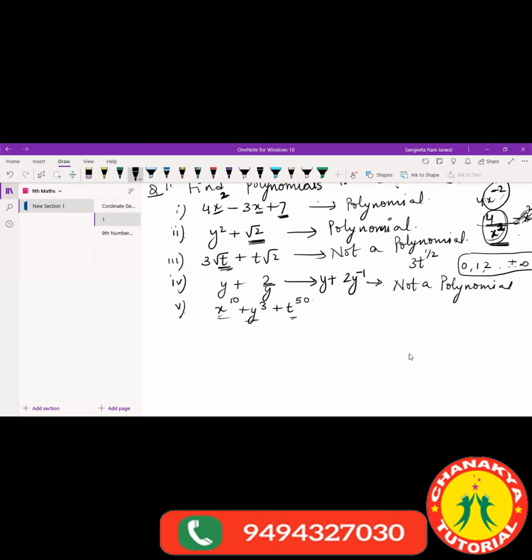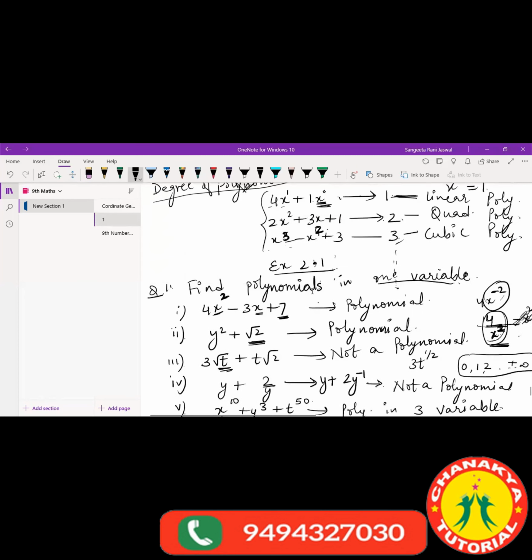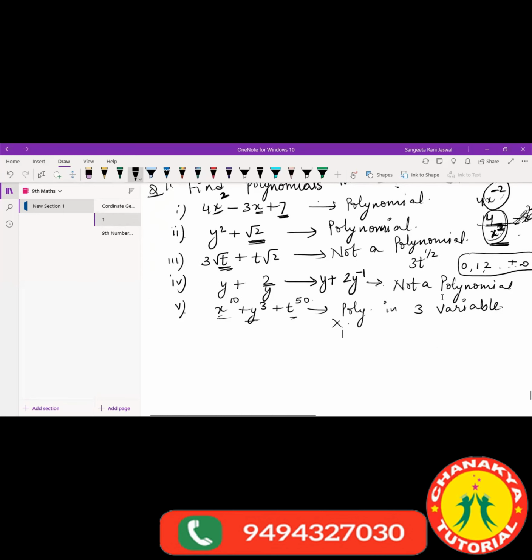Yes ma'am, it's going to be a polynomial, but a polynomial in 3 variables, but not in one variable. Okay. So this case does not apply here, because the question was we have to find polynomials in one variable. So here it is a polynomial. Why is it a polynomial? Because the powers are whole numbers, operations are there, coefficients are there, everything is there. But the only thing is that there are 3 variables.